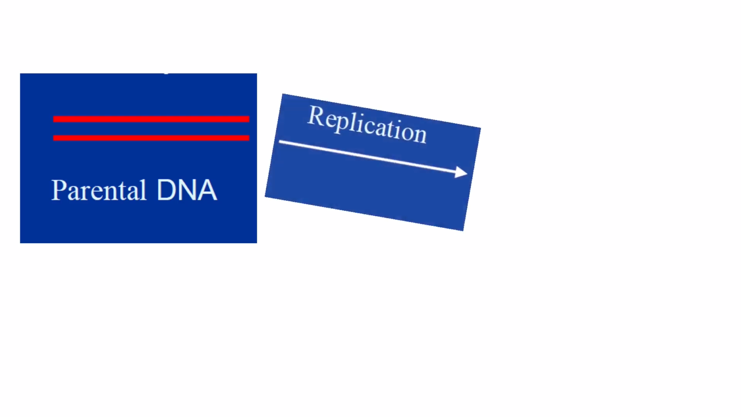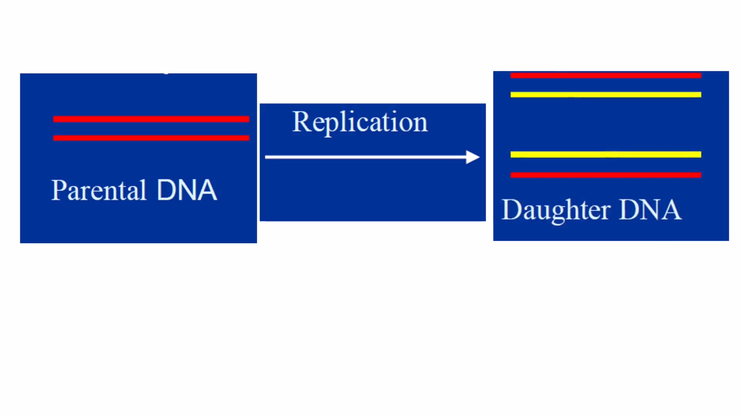So this is a parental duplex, where just keep a note that both the strands are red in color. After replication, two completely formed daughter duplexes are formed. And just remember and keep in mind that the daughter duplexes have one strand red and the other strand yellow. We'll be talking about this in the lecture soon.